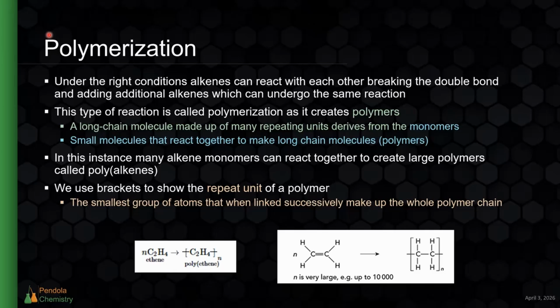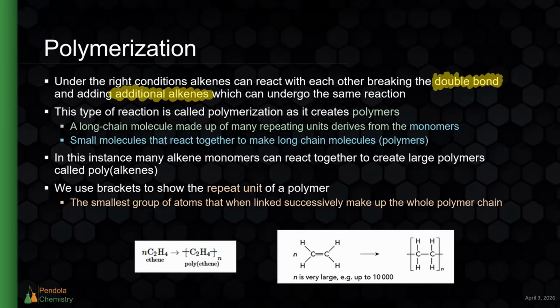Polymerization is the word that we use for when a large, giant repeating molecule is made from smaller molecules. Under the right conditions, alkenes can react with each other in that addition reaction. We saw earlier how during addition reactions, the pi bond in the double bond is going to break, and we add molecules to the carbons that were on those double bonds. Under the right conditions, the alkene molecules will do this, adding additional alkene molecules to themselves, which can then go on and on, happening over and over again.